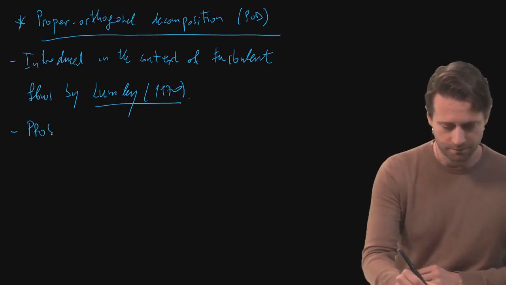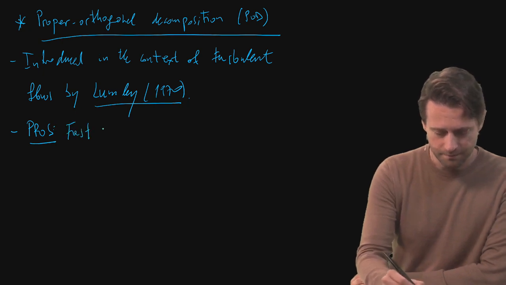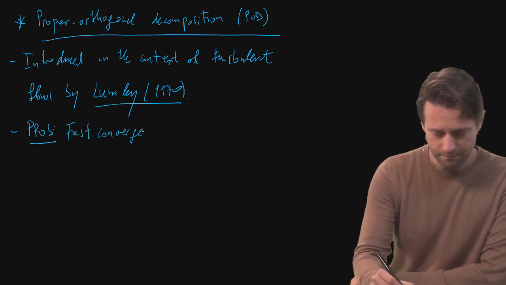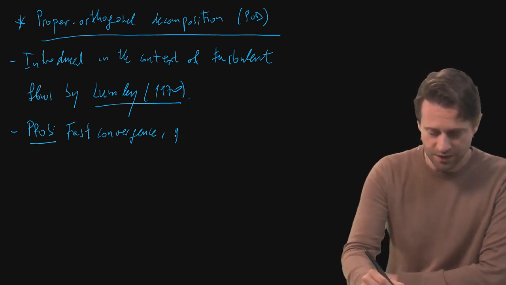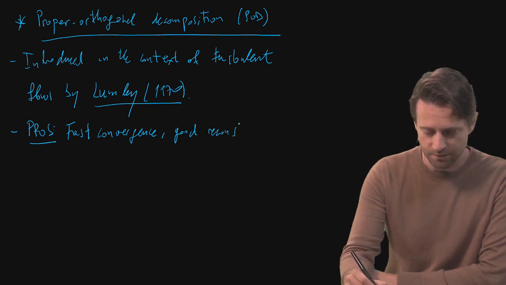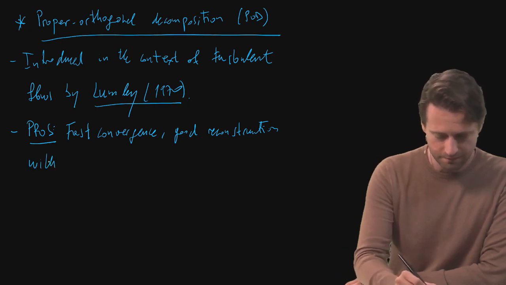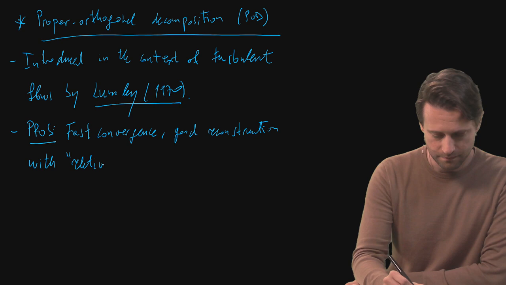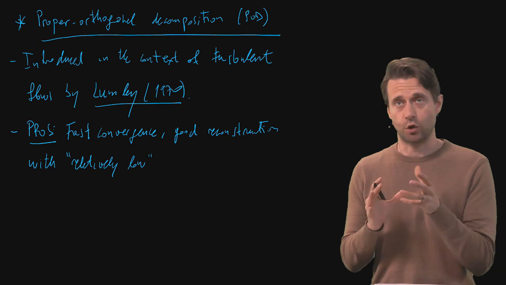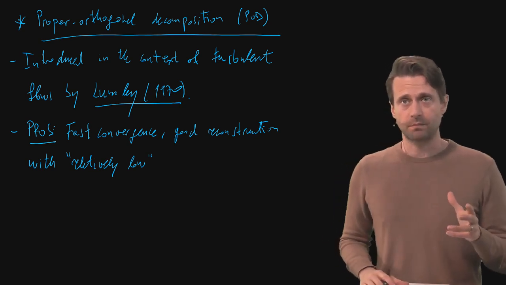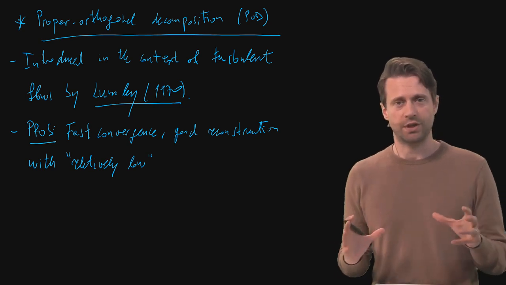Pros. It exhibits fast convergence. It's also good in terms of reconstruction, so we can obtain good reconstruction with relatively low amounts of data. And here I want to highlight what we mean by relatively low. POD is a linear method. So essentially, and you can see that also from the SVD, we're having an optimal reconstruction from a linear point of view.